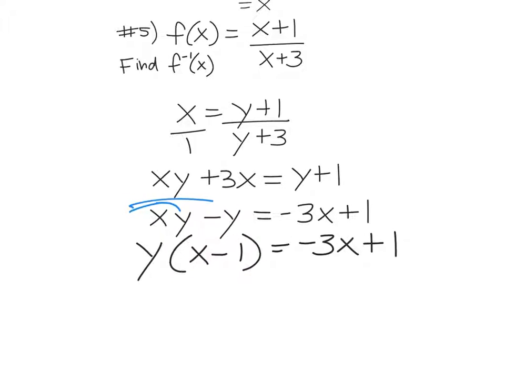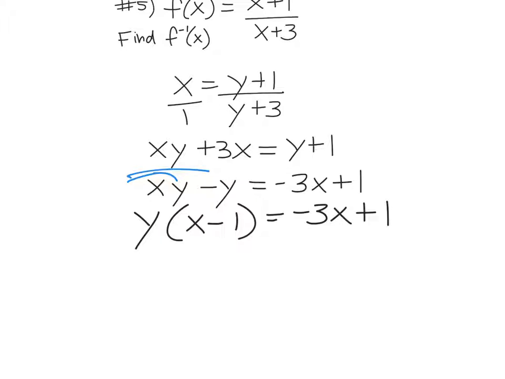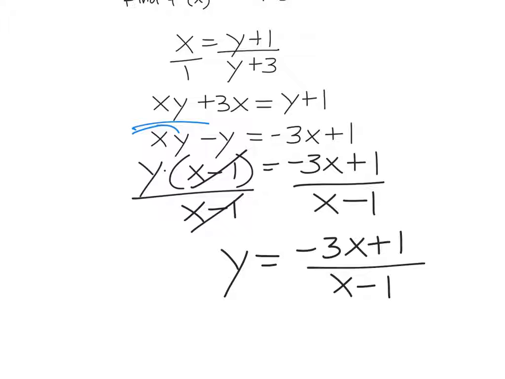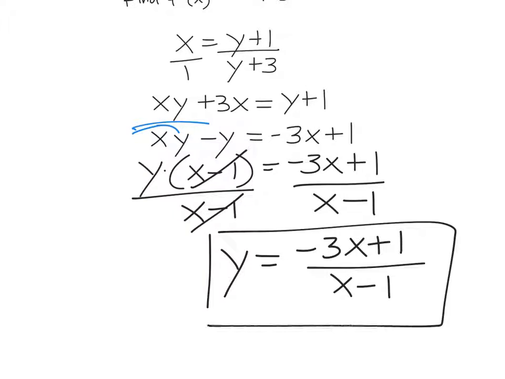Bring them that way and bring them that way. And then finally, this is y times x minus 1. So let's take that and divide. And so that we get our inverse. You could write it as y. You could write it as f inverse. It's equal to negative 3x plus 1 over x minus 1. That one's the trickiest one you'll have just because it has 2 y's like that. But you'll have to do something like that in your homework, and that'll be on the quiz for sure. Okay?